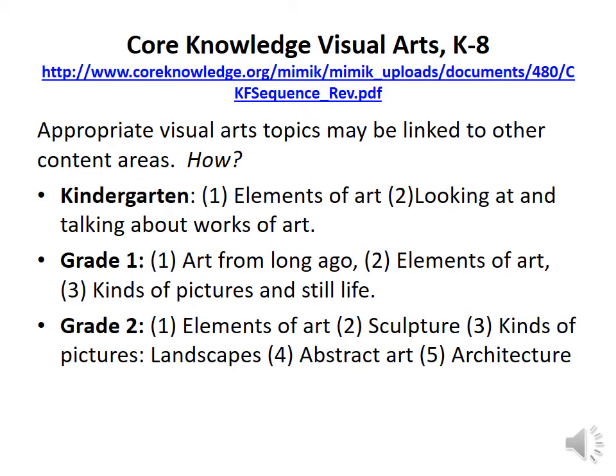Now in kindergarten, they suggest the core knowledge visual arts has a developmental sequence. They suggest that students look at elements of art and talk about art. In grade 1, they study art from long ago. They too go back to elements of art, and they look at different kinds of pictures and still life. And in grade 2, they talk about elements of art. They look at sculpture, different kinds of pictures, including landscapes, abstract art, and architecture.